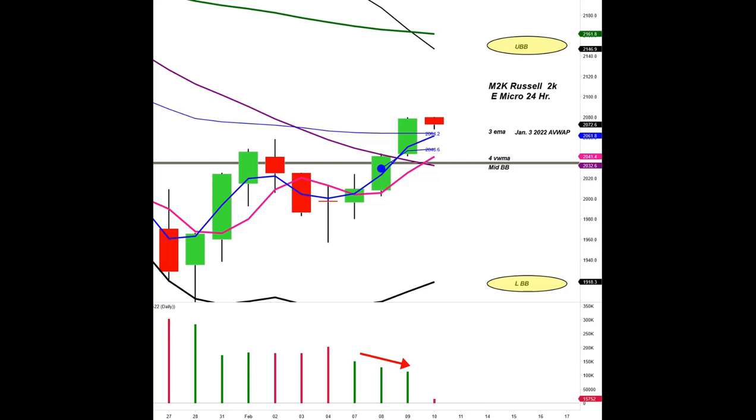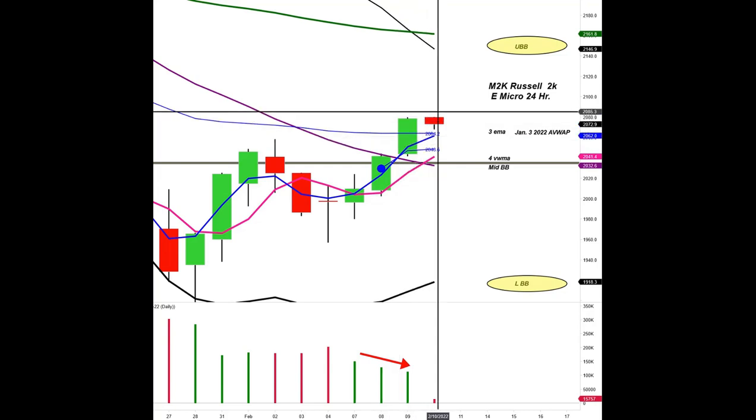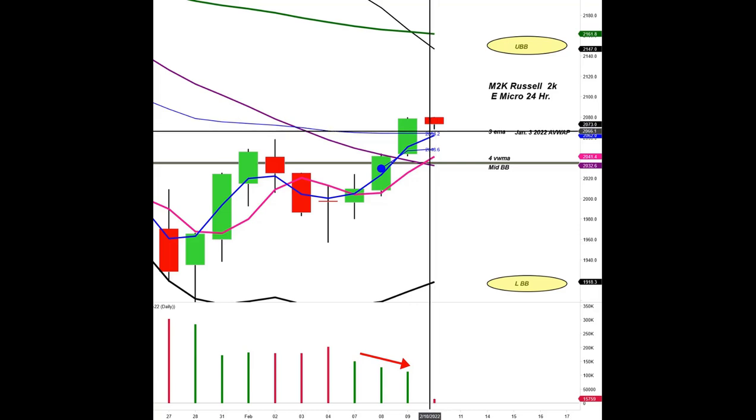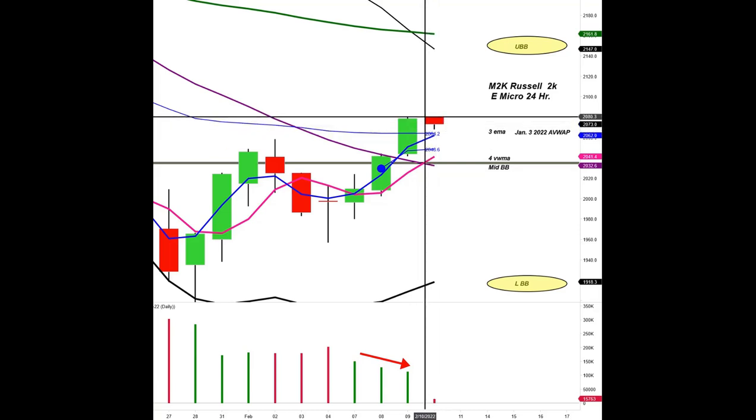Okay, M2K Russell 2000 micro contract. We're going to look at the 24-hour chart to begin with. We have three green candles and this red candle starting Thursday, the 10th of February, 2022. And I'm looking here for these charts to confirm and verify some confluence.